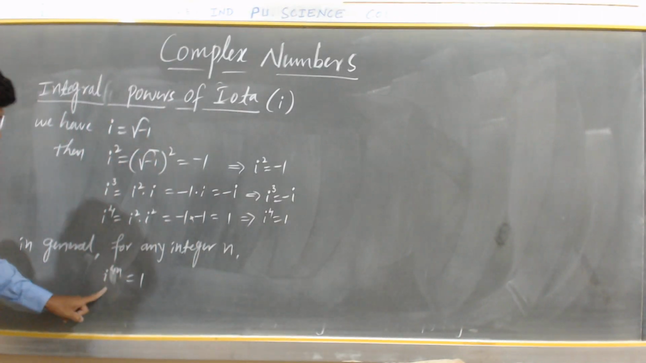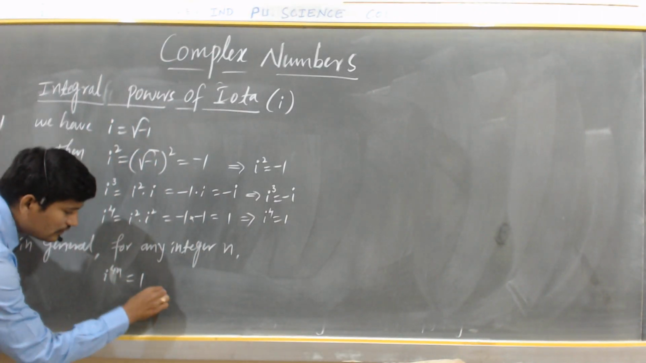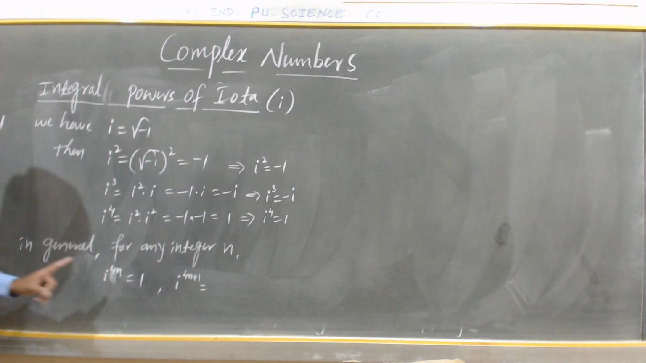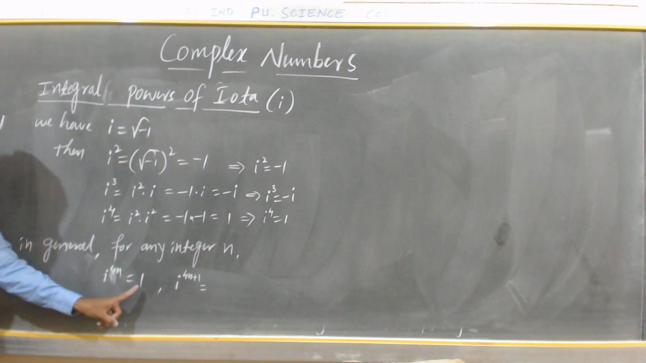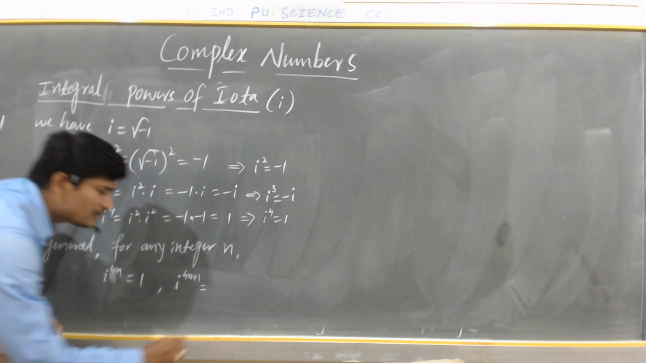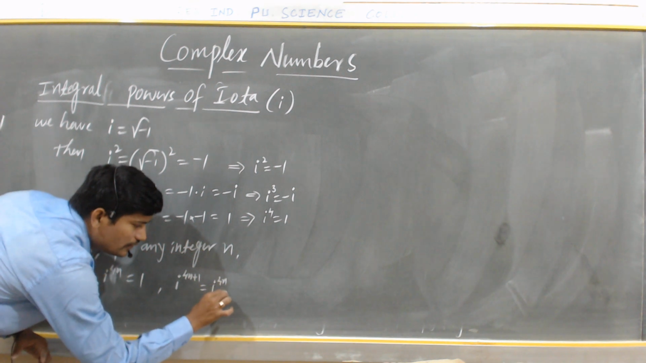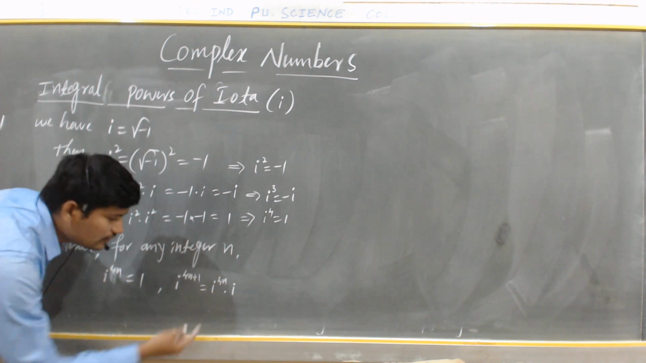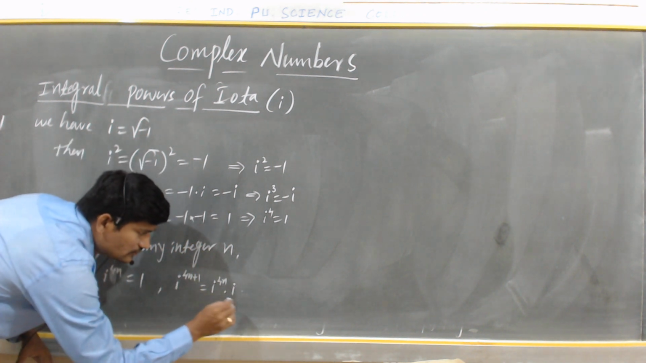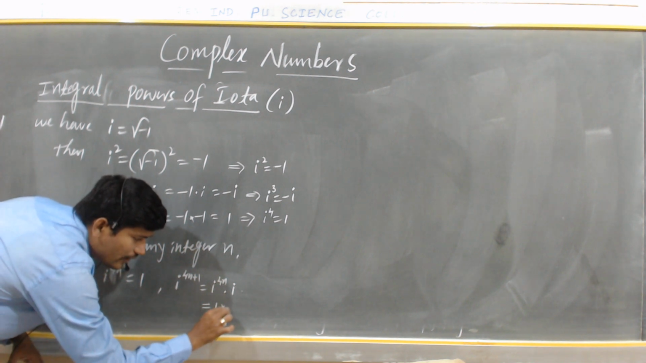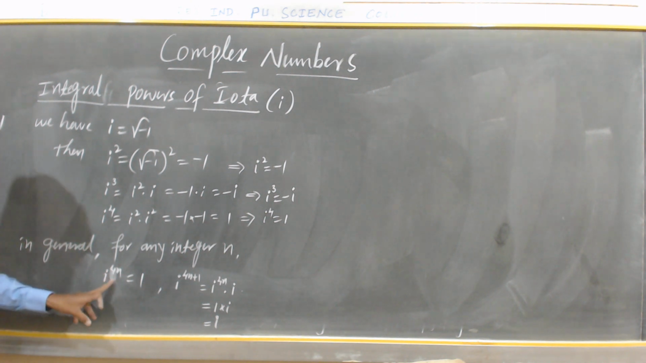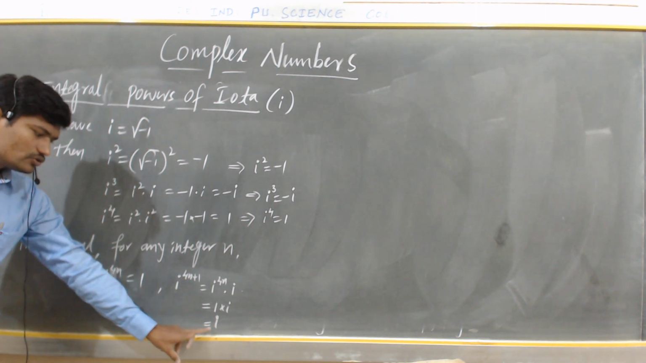Now, I to the power of 4n equal to what? 1 it is. Next, I to the power of 4n plus 1. Listen here all of you, I to the power of 4n is nothing but 1, correct? I to the power of 4n plus 1 means I to the power of 4n into I to the power of 1. I to the power of 1 is nothing but I only. So I to the power of 4n value is 1, and we write 1 into I. So your answer is I. So I to the power of 4n equal to 1, I to the power of 4n plus 1 equal to I.